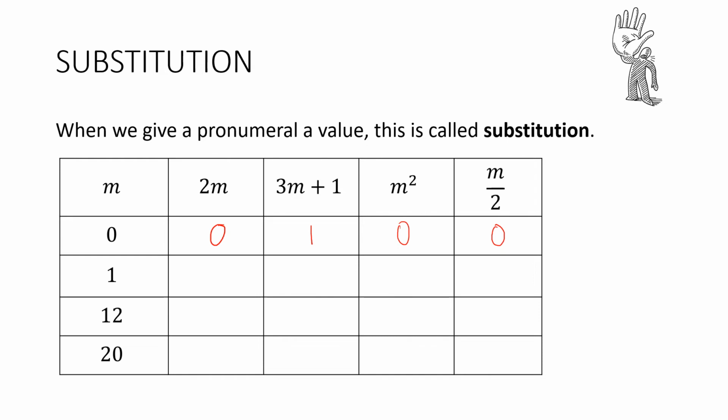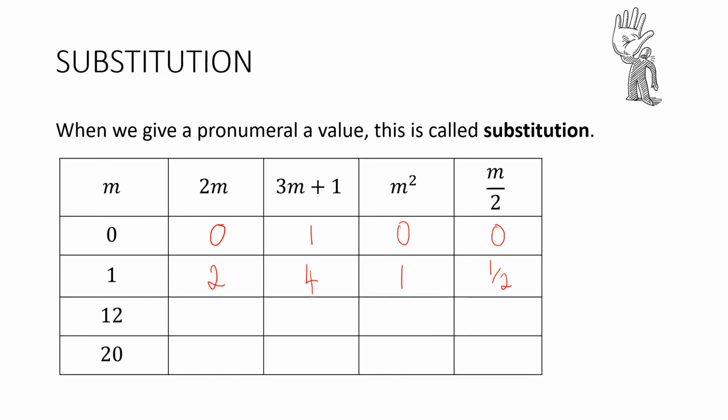Okay, here are our answers. So now I'm going to look at M being 1. 2 times 1 is 2. 3 times 1 is 3, plus 1 is 4. 1 times 1 is 1. And 1 divided by 2 is a half, or 0.5.